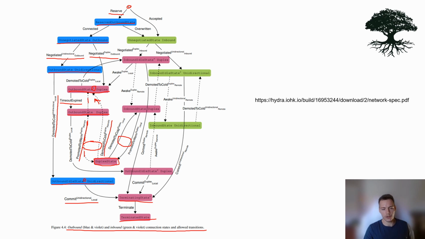So if we are in a duplex state, we can demote to cold duplex local. So it means we demoted the remote node to cold. We stopped using mini protocols towards the other node, in which case we go to inbound state duplex. So it's a duplex connection that was negotiated, but it's an inbound state because it's only used by the other node towards us, and our mini protocols towards the other node have stopped. From this state, again, our node can start using the mini protocols, in which case promoted to warm duplex local is called, and we go back to the duplex state.